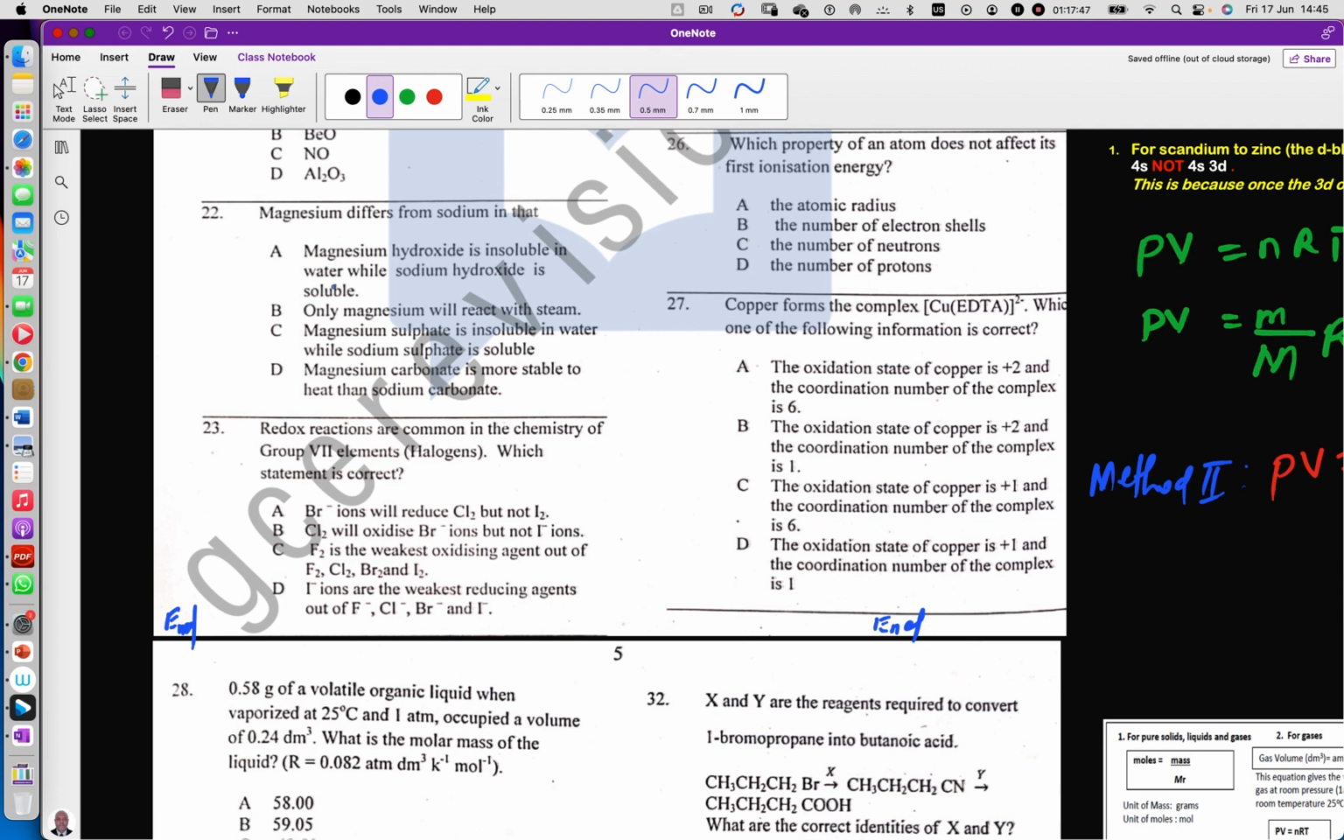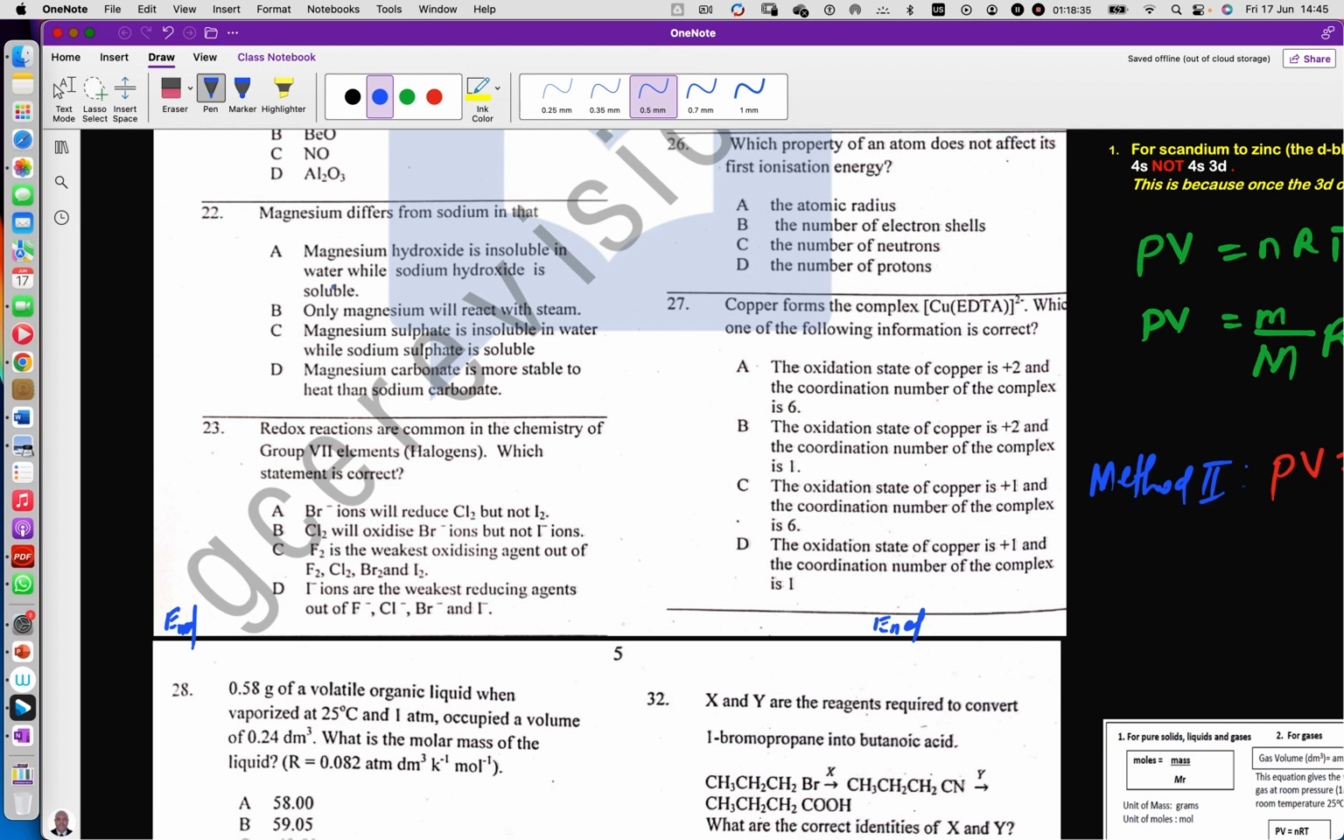A: Bromide ion will reduce chlorine, but not iodine. Are we on the track? The ones up the group will oxidize the ones below, but the halogens down the group will reduce the ones above. So the first answer, bromide ion will reduce chlorine, but not iodine. Perfect. Let's proceed and see the other answers.